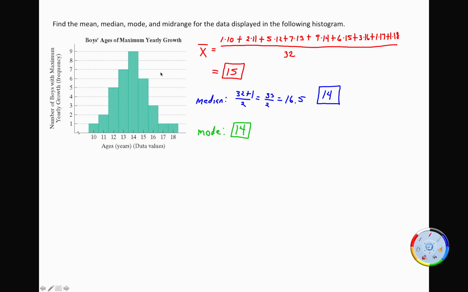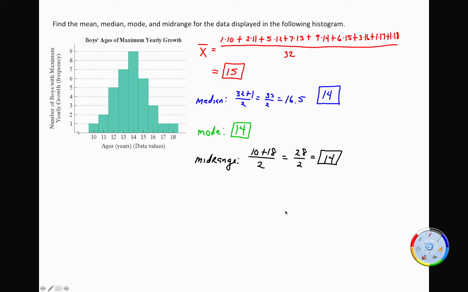Okay, and then the mode, of course, is the highest bar. Now it goes to 9, but that's just saying 9 boys were 14. And then finally the mid-range, which we will take the smallest data value and add to the biggest data value and divide by 2 to find their average. So 28 divided by 2 is 14.